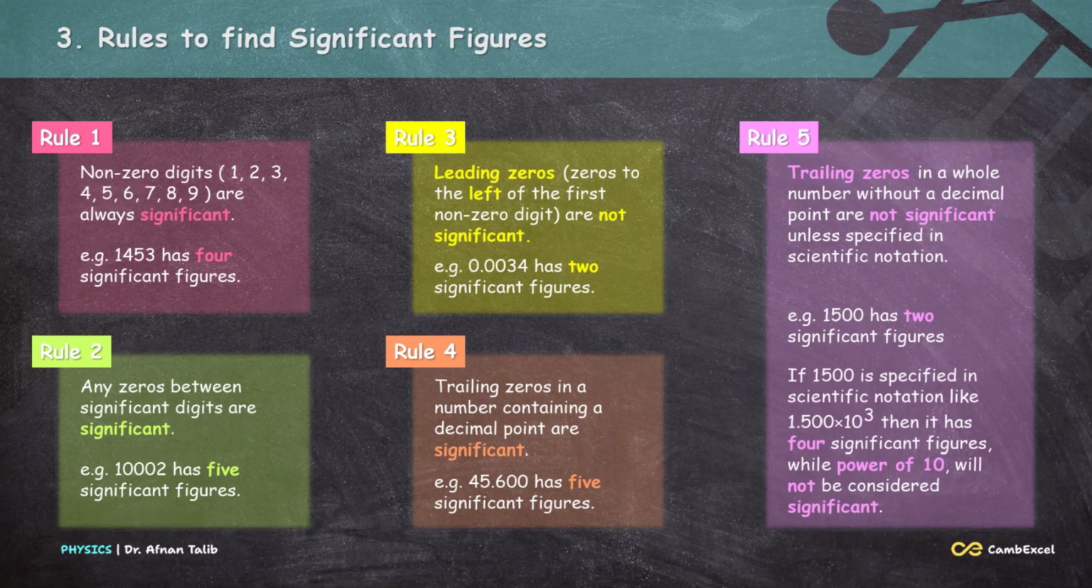But if the 1500 is converted into scientific or standard notation like 1.500 × 10^3, so what would happen? This number would have a decimal point, so it becomes 1.500. So the trailing zeros will be considered significant, and as a whole, this number would have 4 significant figures. Remember one thing, the 10 power will not be considered as significant.